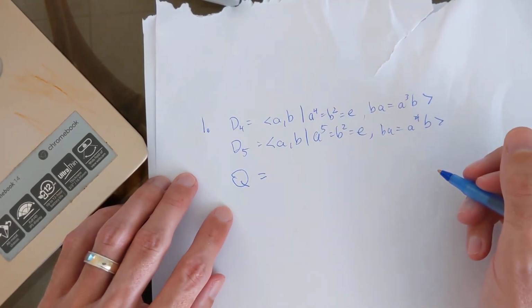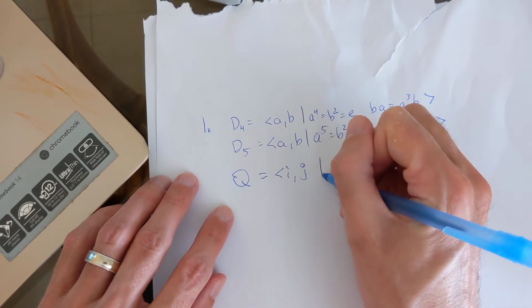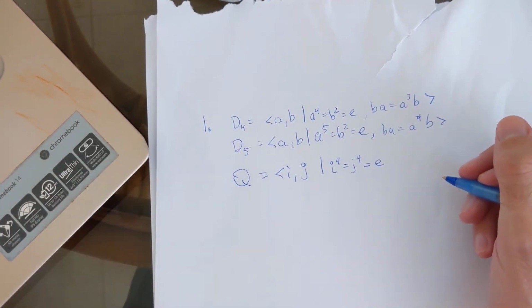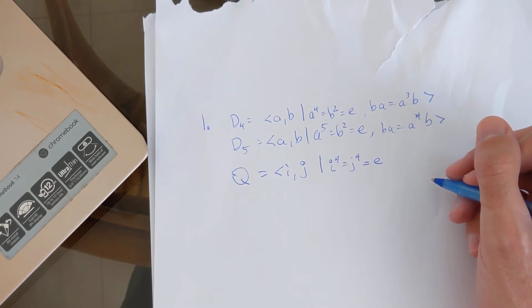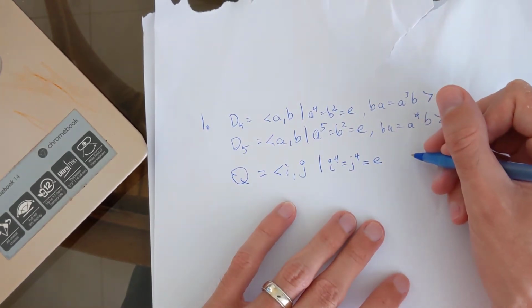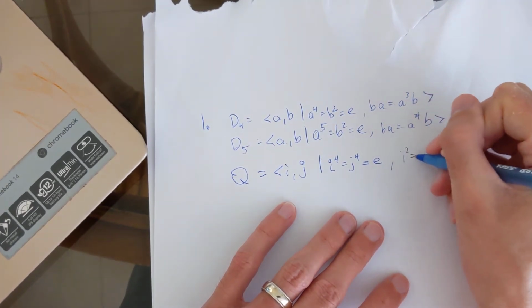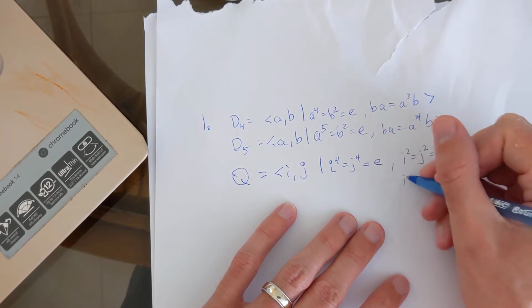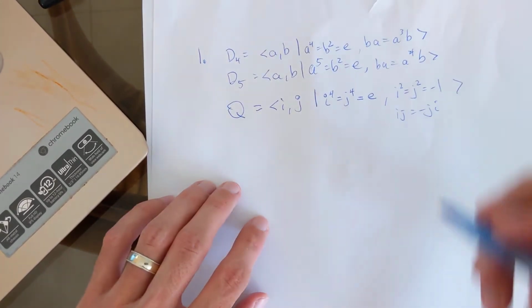You can use your favorite way to present this group. One way is it's the group generated by i and j, satisfying i to the fourth is j to the fourth equals the identity. I'll just write down as many rules as I know: i squared equals j squared equals -1. Things like that. Let's see, what else? ij is -ji. That's enough. Just use whatever you know about the quaternions.